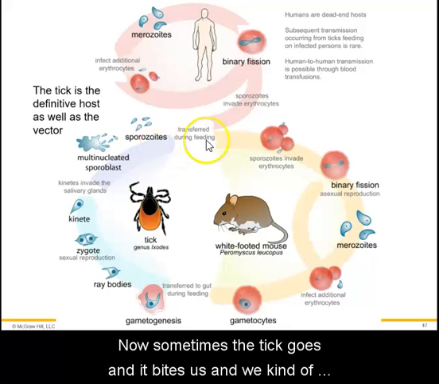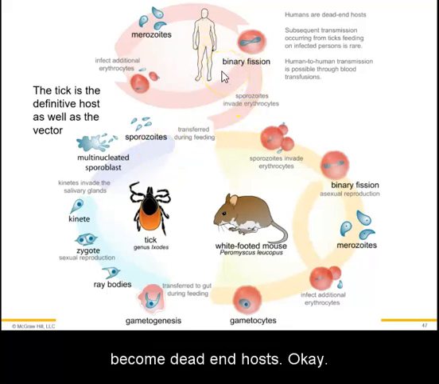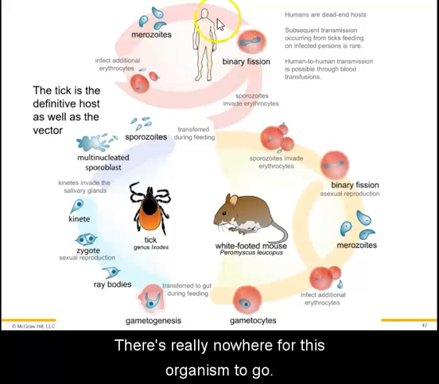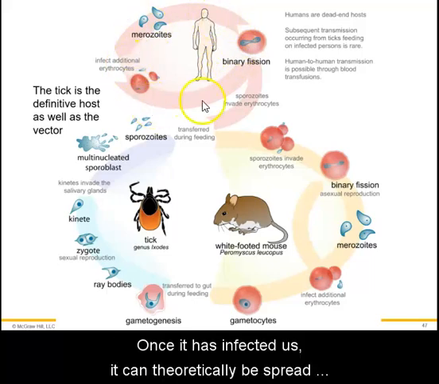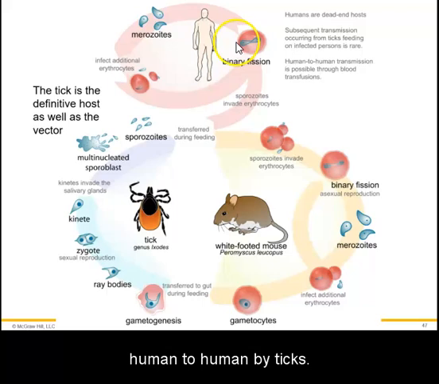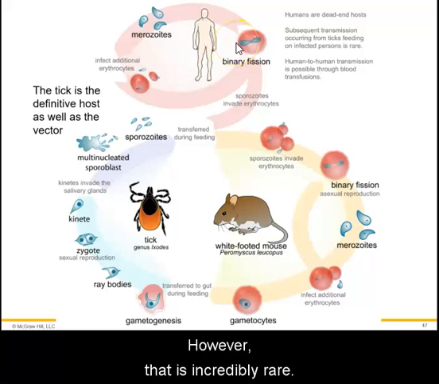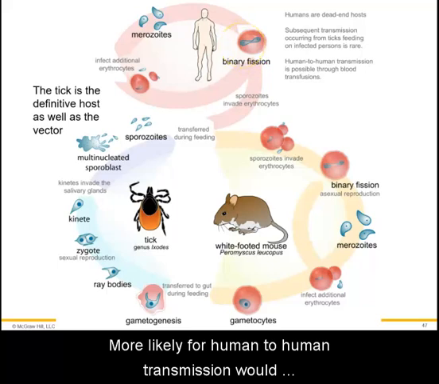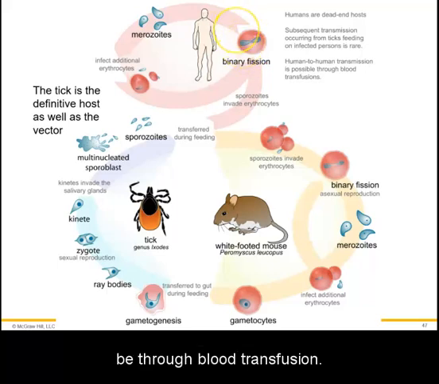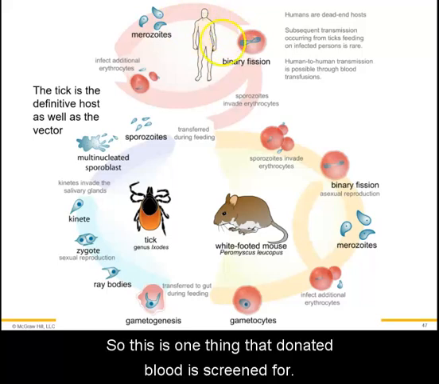Now, sometimes the tick goes and it bites us, and we kind of become dead-end hosts. Okay, there's really nowhere for this organism to go once it has infected us. It can theoretically be spread human to human by ticks. However, that is incredibly rare. More likely for human-to-human transmission would be through blood transfusion. So this is one thing that donated blood is screened for.